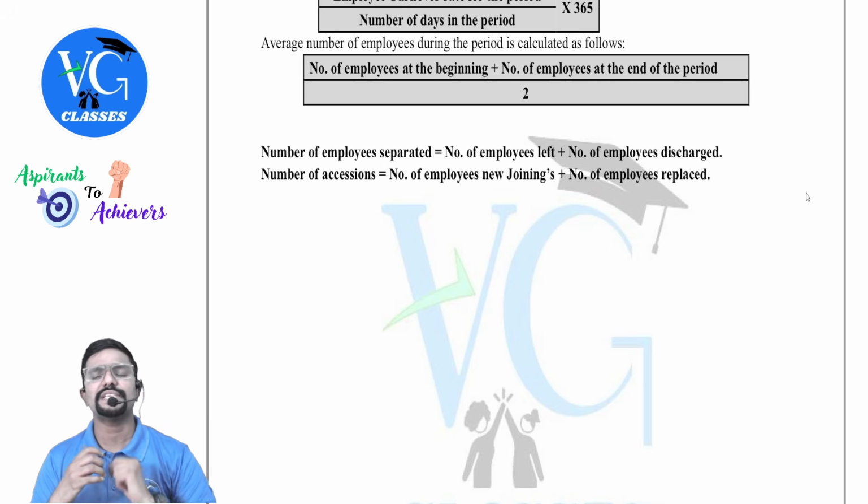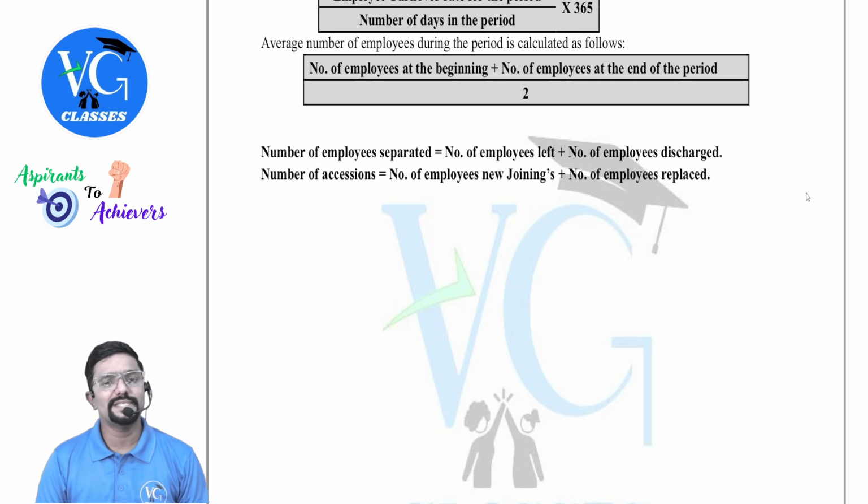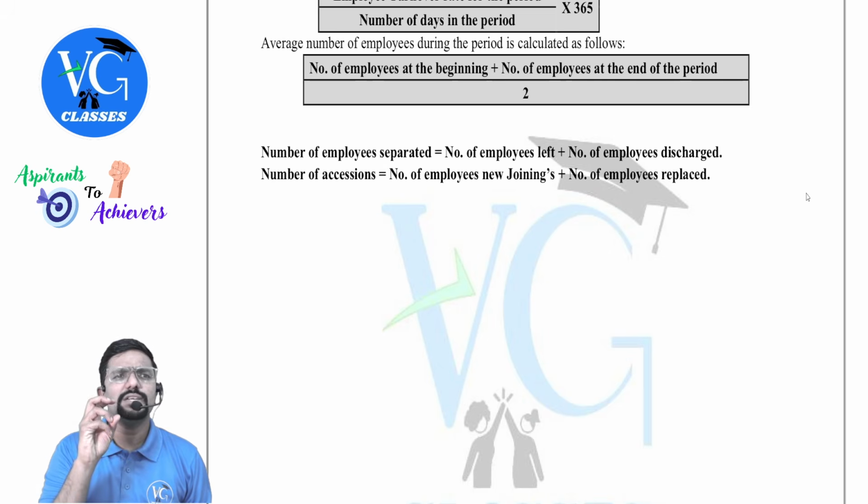Next, number of accessions. Number of accessions means number of employees newly joining plus number of employees replaced. Sir, what is that word replaced?